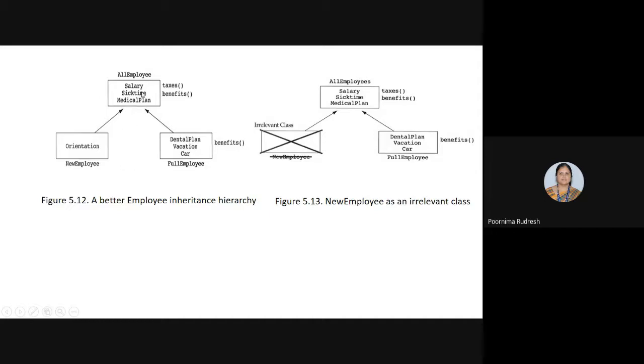Then what about the code? We have to modify the entire code. Why? Because we are modifying the inheritance relationship itself. We are creating a new all employee class in a global manner, and that becomes the base class, in which we include salary, sick time, and medical plan. After that we create one more derived class called the new employee, so only to conduct the orientation program we are changing the entire inheritance hierarchy.